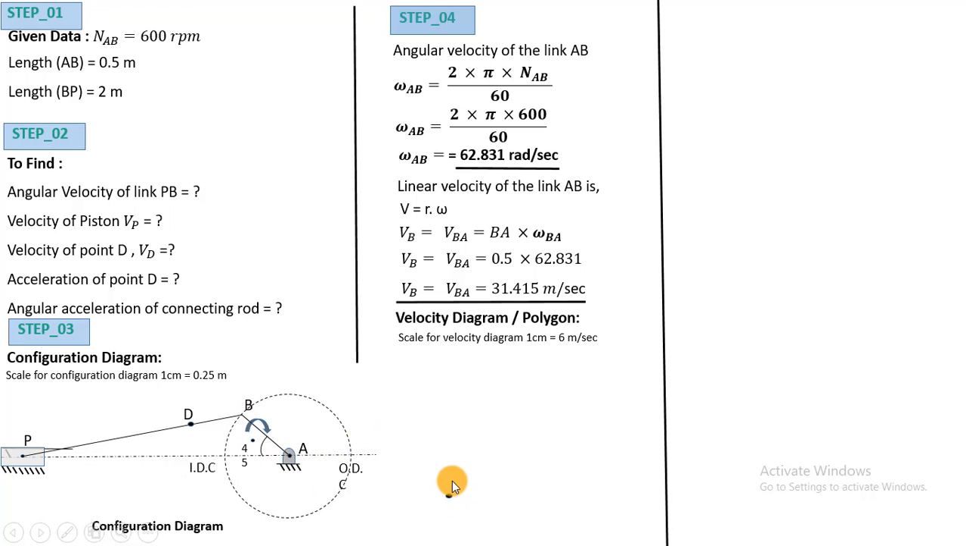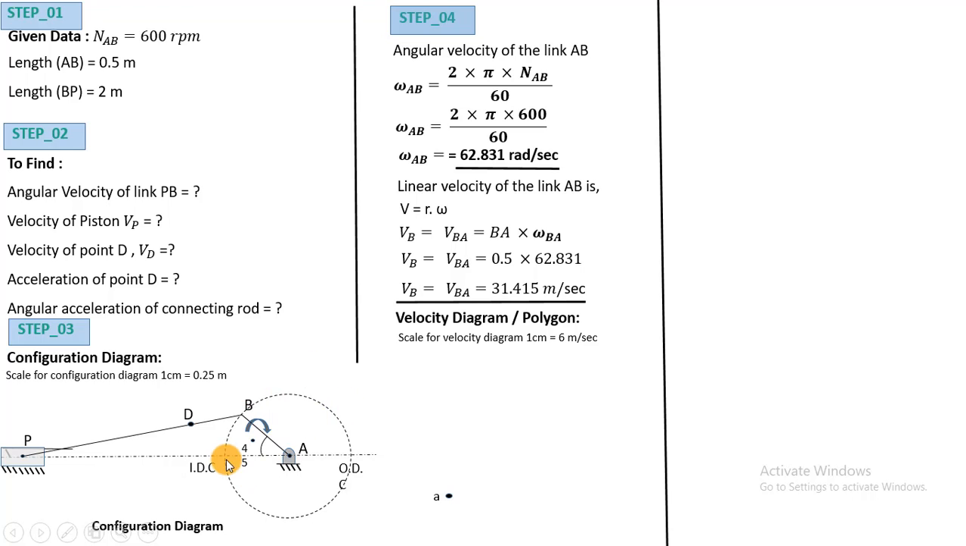Take one point, which is called the pole of the velocity polygon. This pole will represent all the fixed points in the configuration diagram. But for this configuration, we have only point A as a fixed point, so name this point small a. One point is important: whenever we are drawing the velocity and acceleration polygons, we have to use the corresponding small letters. Here we have capital A, so use small a. Here we have capital B, so use small b.